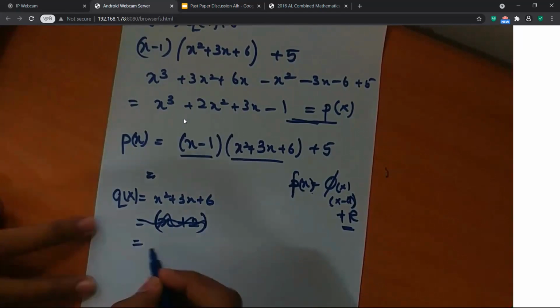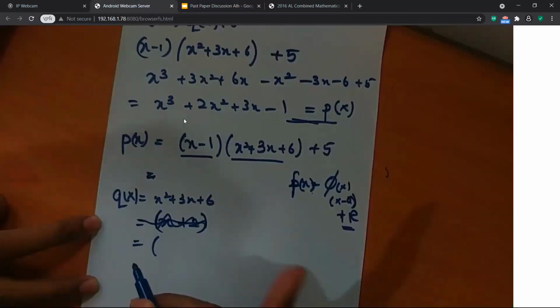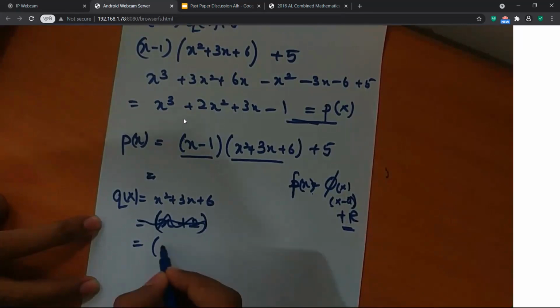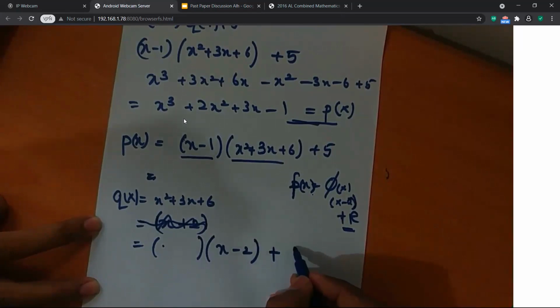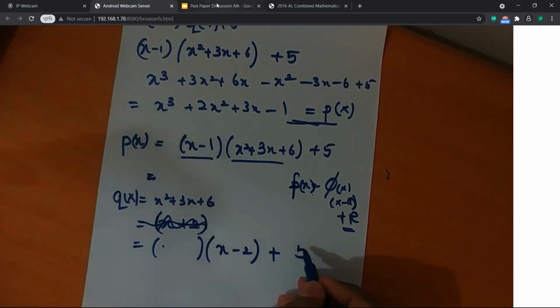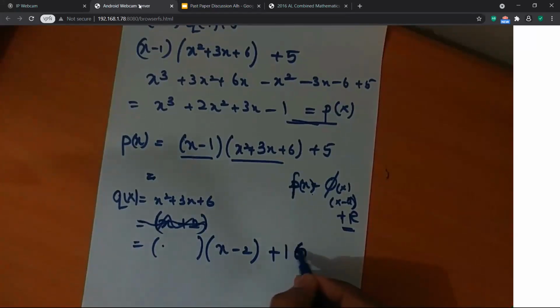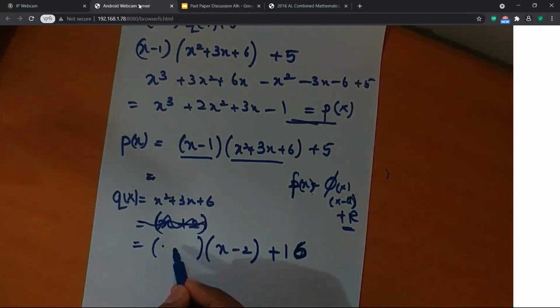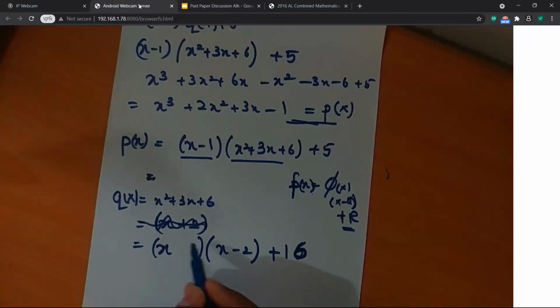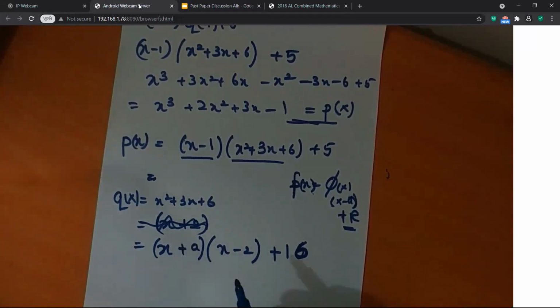So something times (x minus 2) plus the remainder. If you divide by x minus 2, what is the remainder? We already know that, right? It's 16, we counted before. So the answer here is 16. Now, if it's x minus 2, what is the value here? x, obviously. Now, this minus something, we don't know exactly what. So for that, I'll just put a. So let's say x plus a. We'll find what a is soon.